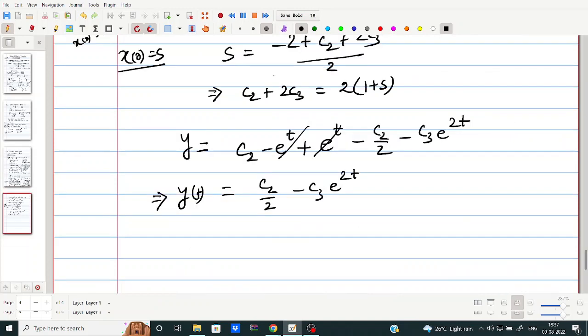Robi? So y of 0 is s. I am putting t equal to 0. So s equal to c2 by 2 minus c3. So c2 minus 2c3 is 2s. Right? Robi?